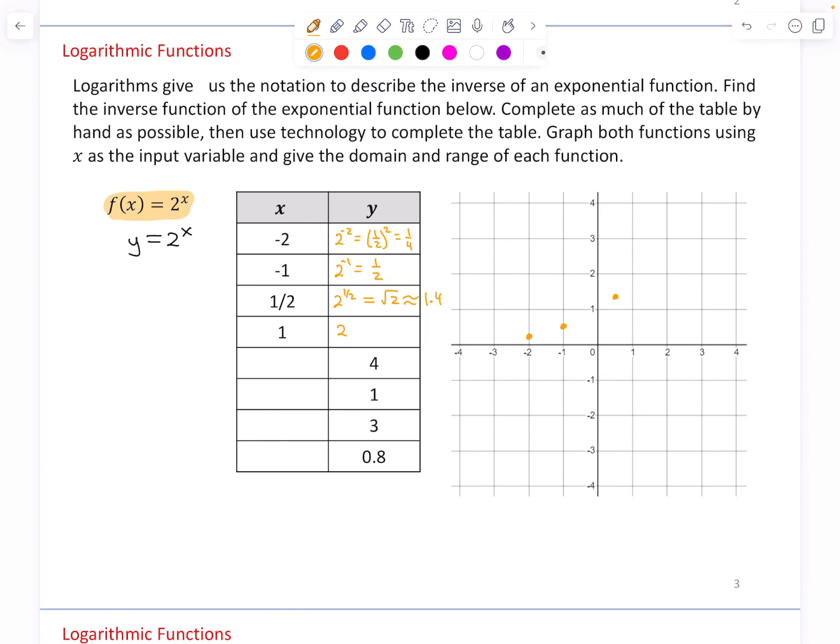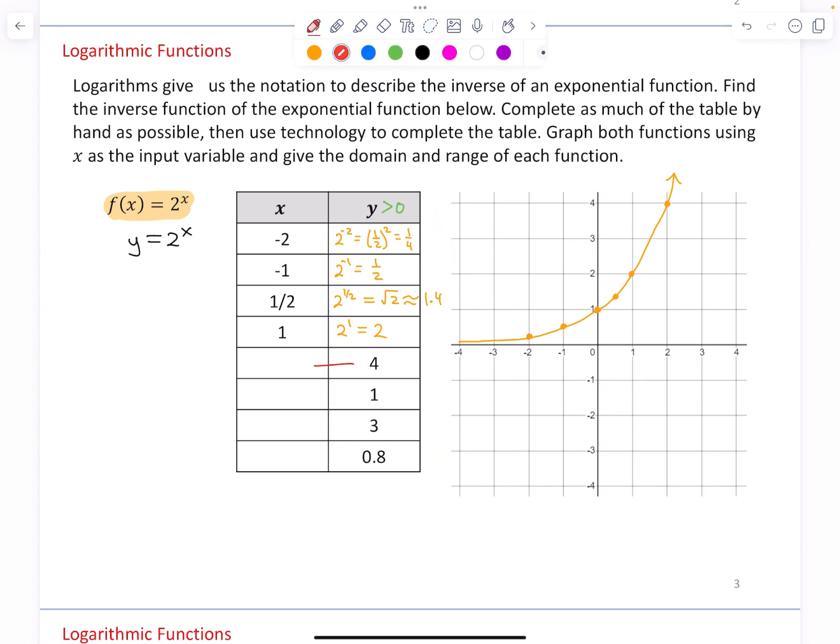When the input is 1, the output will be 2. And we could do some more points. When the input is 0, the output is 1. When the input is 2, the output is 4, etc. And we have a growing exponential function. Only positive outputs were possible. Everything in this right-hand column should be a positive number, not negative, not 0.